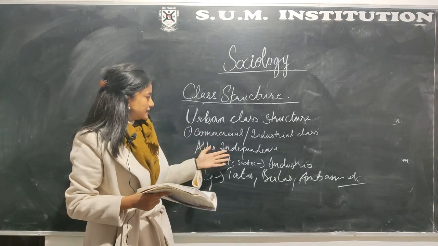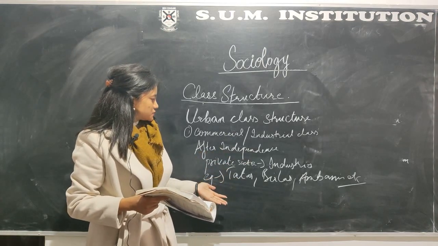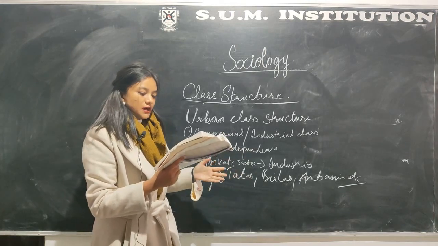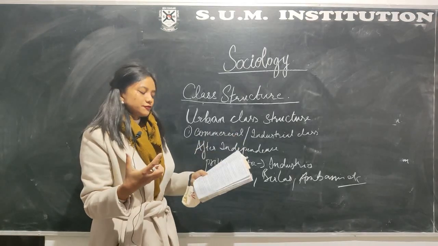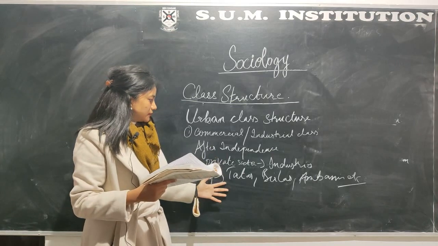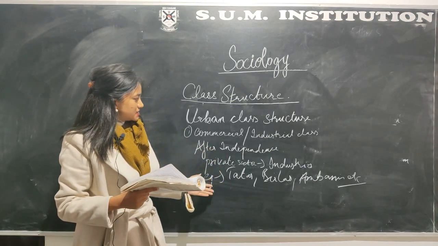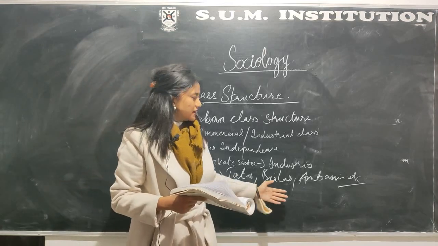Okay, so after independence, all these industries and commercial activities were in the hands of the private sector. So there was a boom, a phenomenal rise in the number of industries and those who owned them. For example, all these industrialists and commercialists are Tatas, Birlas, Ambanis, etc.